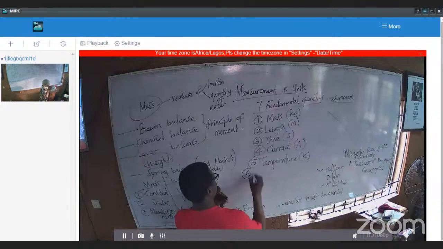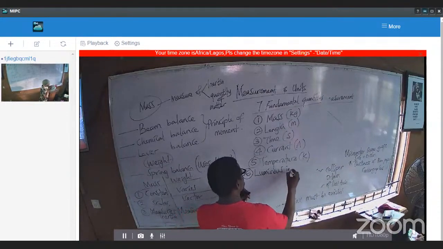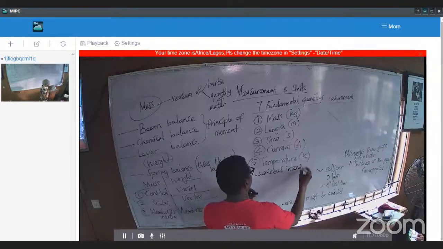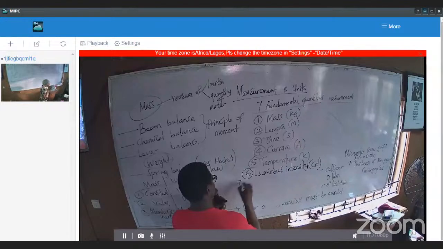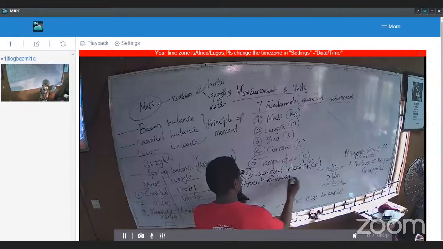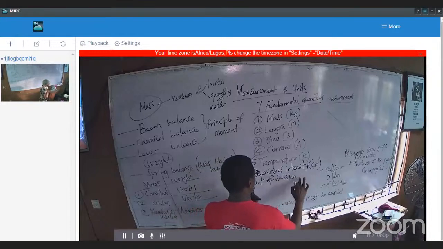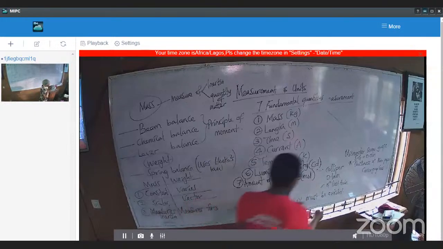Number 6, luminous intensity, and then you have candela, CD. Number 7, amount of substance. That's mole. 7 of them.